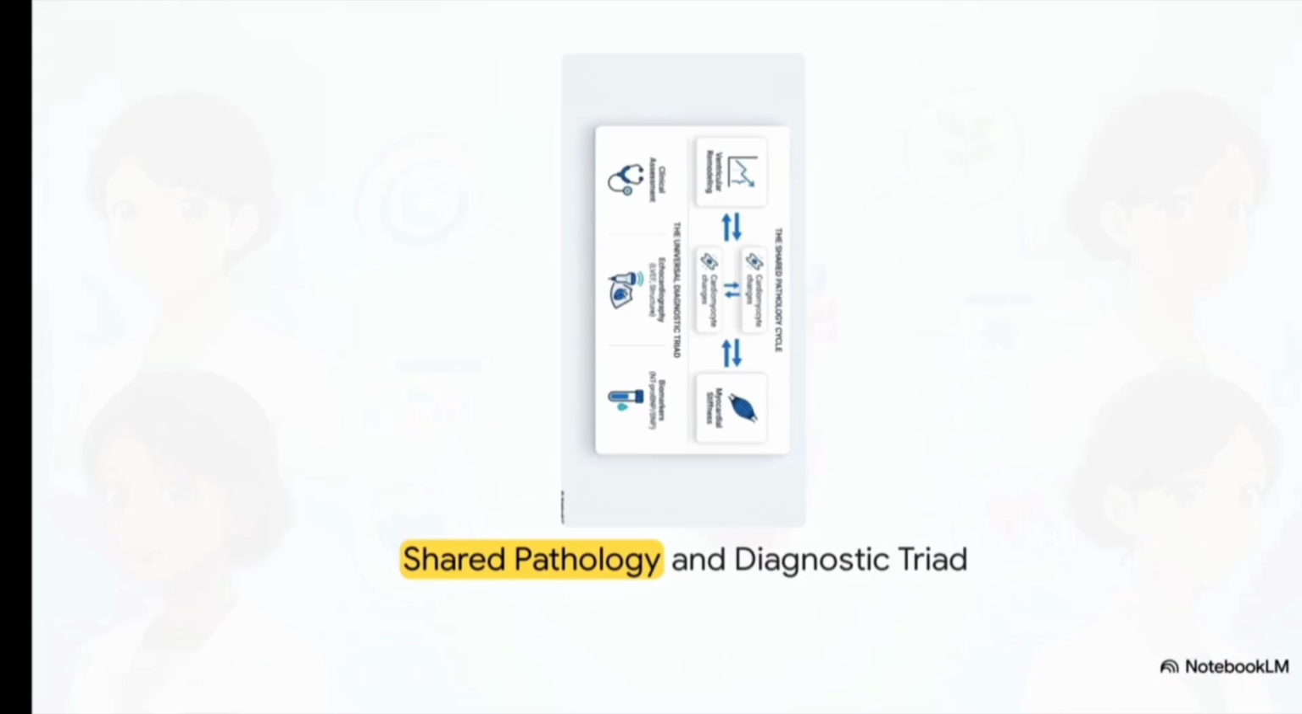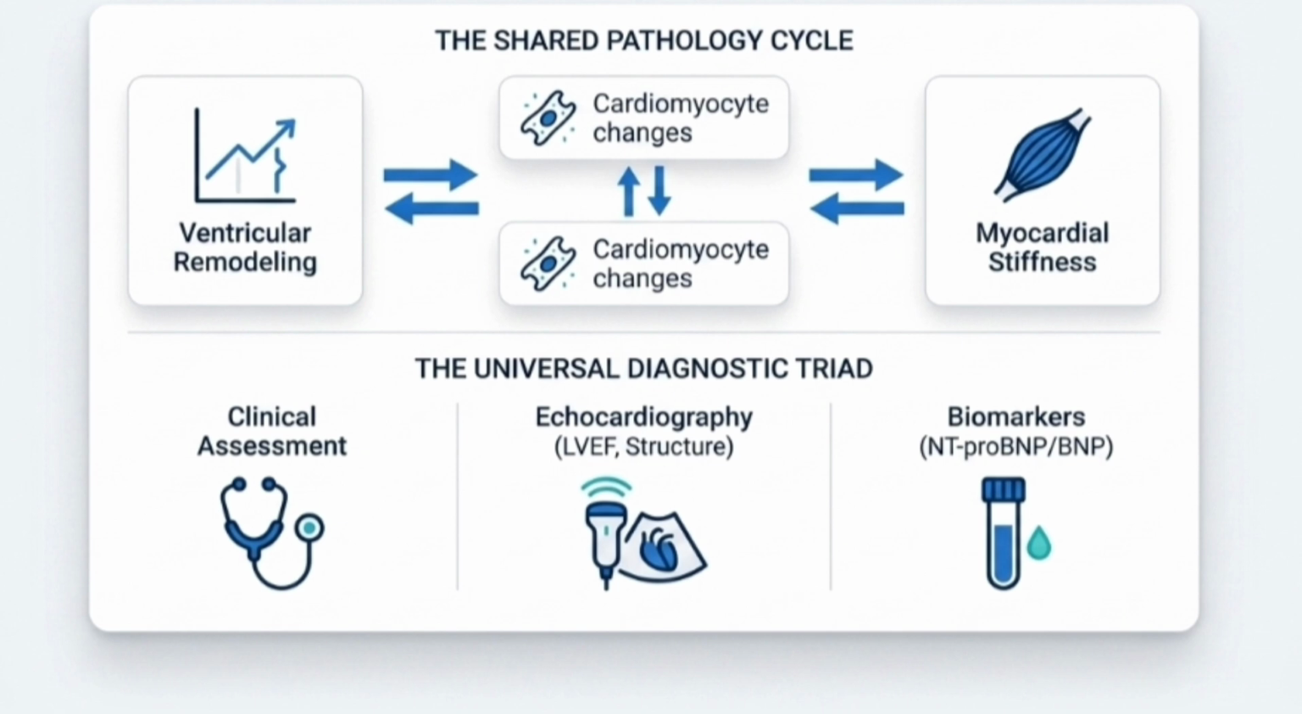There's a really fascinating rule of 3 that dictates both what is happening inside the failing heart and how doctors actually measure it from the outside. We have the shared pathology cycle, which is the internal mechanism of failure, and we have the universal diagnostic triad, which are the 3 external pillars required to officially make a diagnosis. Let's break each of these triads down.